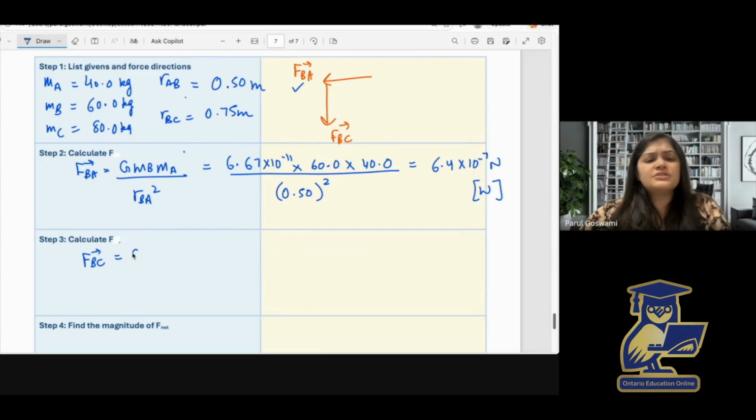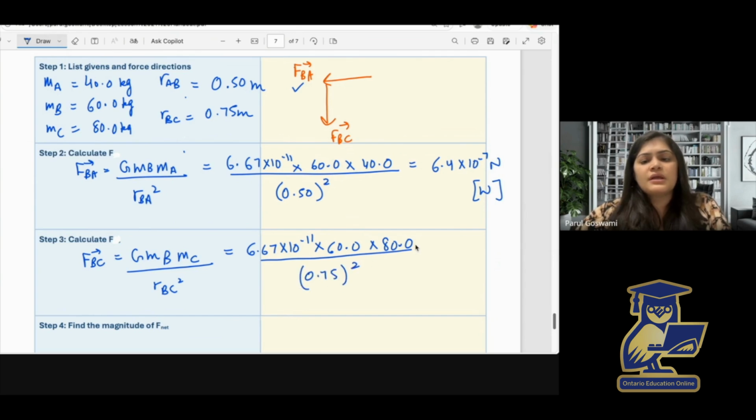Now we will calculate FBC. For FBC also we are going to use the same gravitational formula. So it would be capital G MB MC over RBC squared. Now we plug in the values: 6.67 times 10 raised to the power negative 11, MB is 60.0, MC is 80.0 kgs, and RBC is 0.75 squared. On solving this, we get FBC as 5.7 times 10 raised to the power negative 7 newtons, and the direction is south.